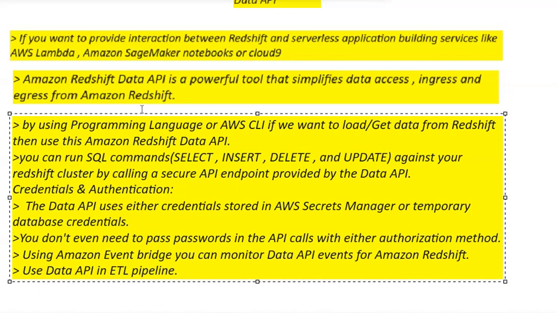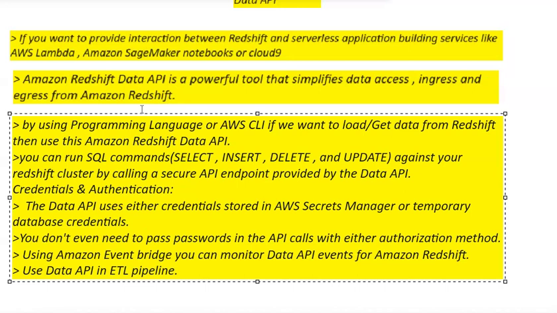For serverless applications, we use the Data API with services like Lambda, SageMaker notebooks, and Cloud9. We don't even need to manage persistent connections if we use this Data API. And for EventBridge applications, the Data API simplifies data access, triggering the ETL process based on events. So the Data API simplifies data access for event-driven applications.